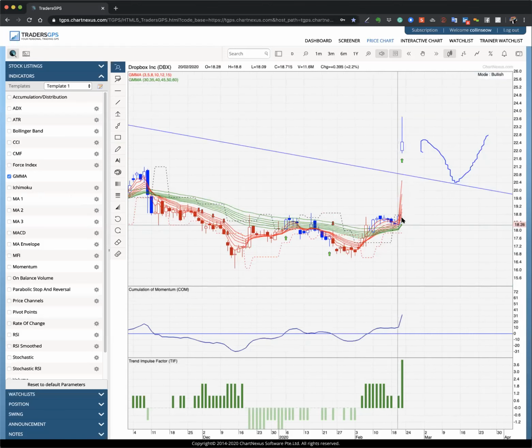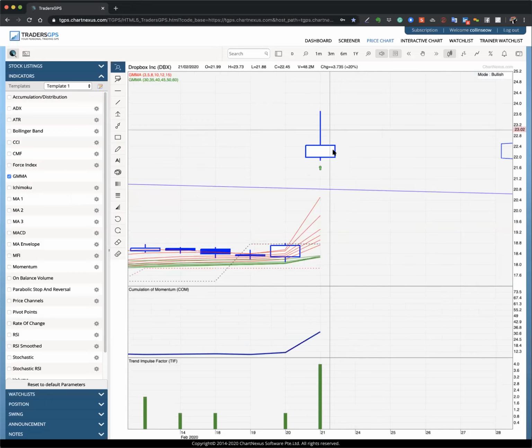Do you see the GMMA here? This green line is very squeezed. If the price remains here, then this GMMA will start to open up. Then by then, when you pull back, you can see whether you're long.